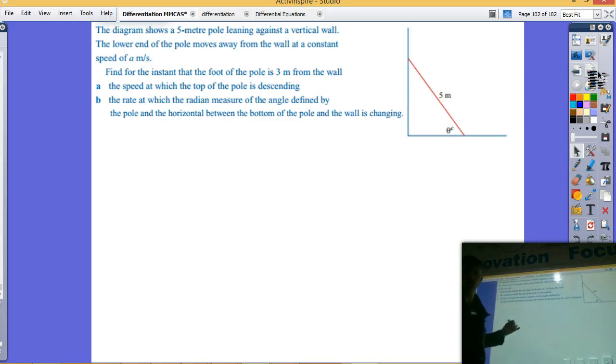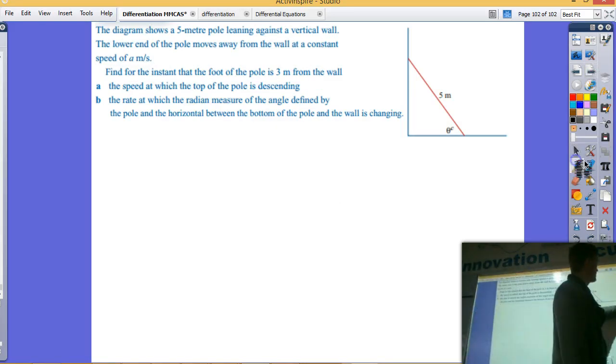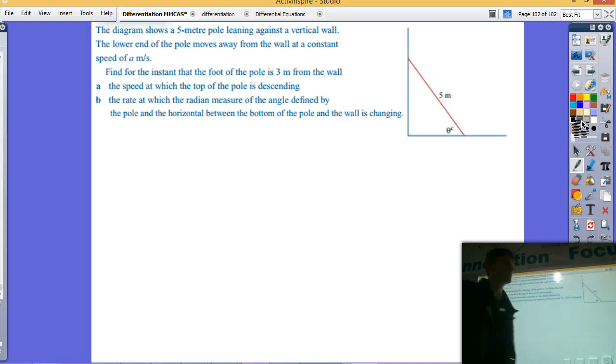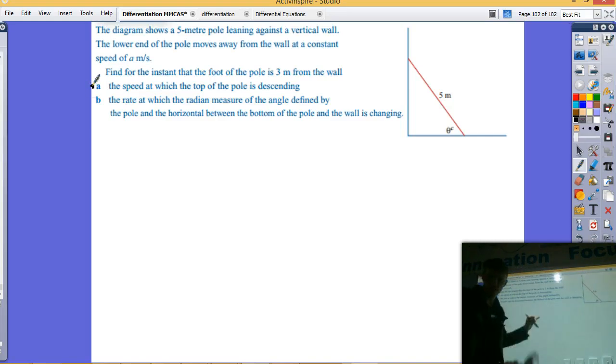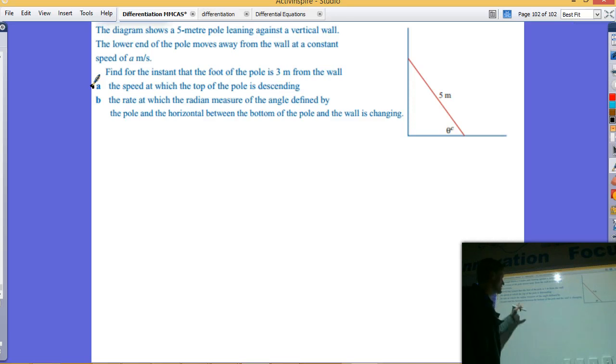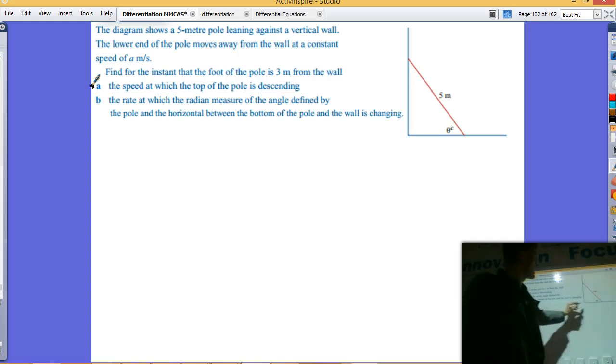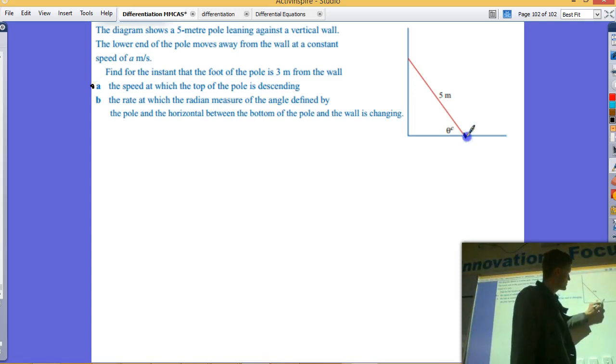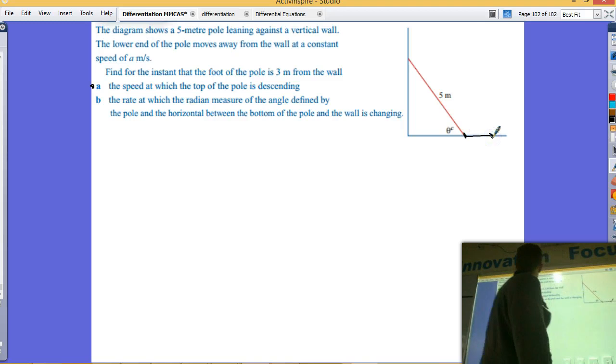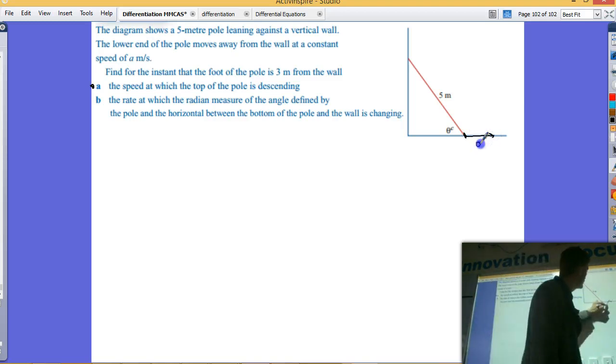Let's have a look at a slightly more complicated problem involving differentiation with circular functions. We're just going to do part A to start off with, and then you can continue on and do part 2 in the next video. The diagram shows a 5-meter pole leaning against the vertical wall. The lower end of the pole moves away from the wall at a constant speed m. So we've got a problem where it's starting to slip at a constant speed of m meters per second.